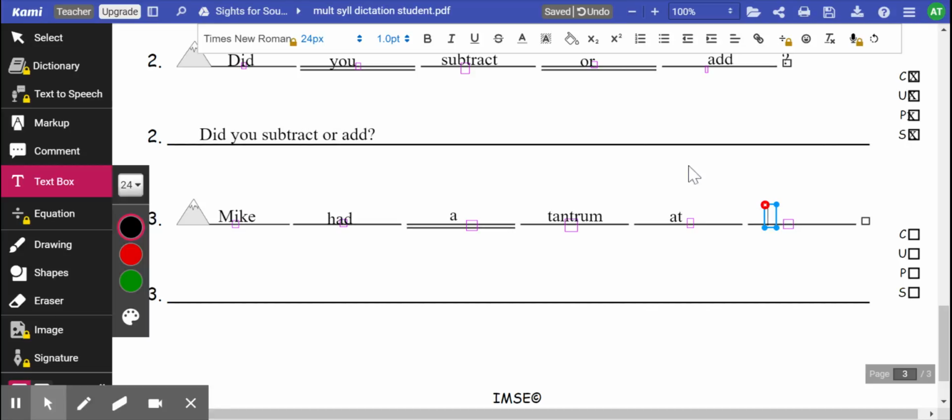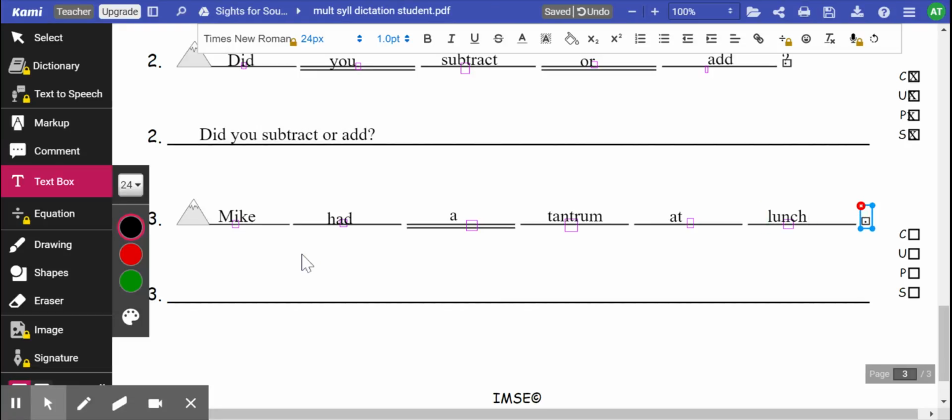Lunch. Ooh, that's the long one. Lunch. So L says l, U says u, and sound by sound, N says n and CH is ch. So Mike had a tantrum at lunch. Are we saying something or are we asking a question? We're saying something. We're describing what Mike did at lunch.